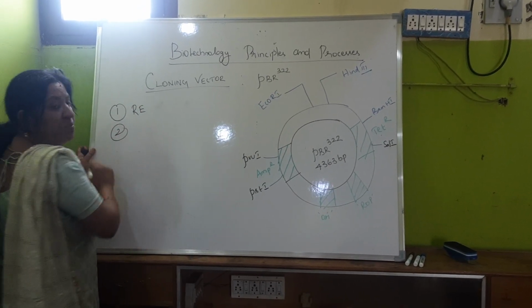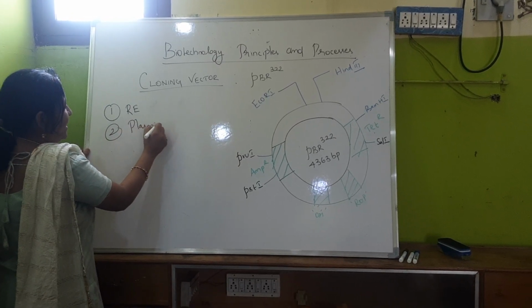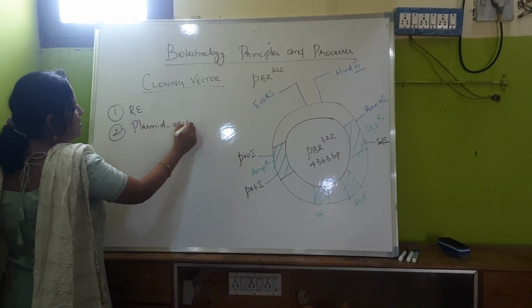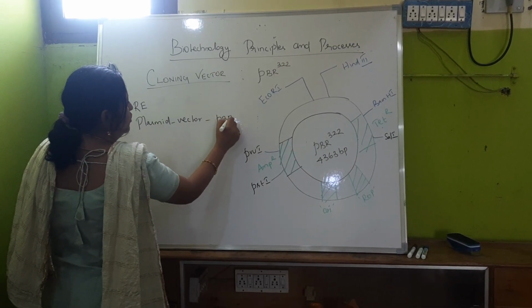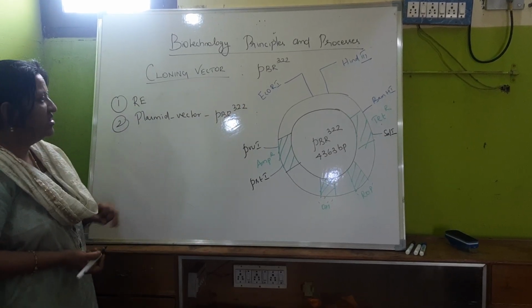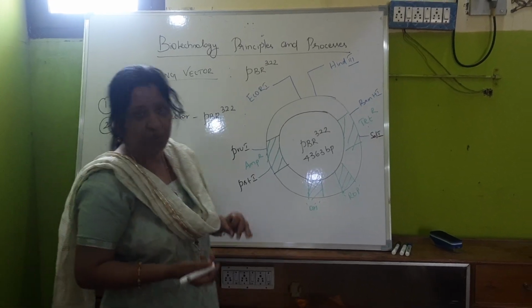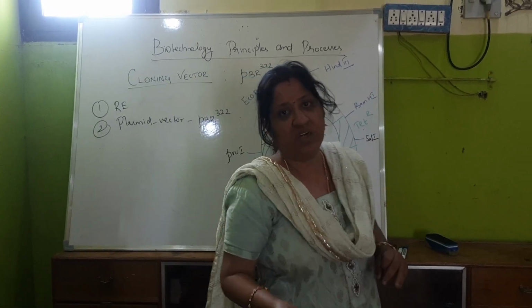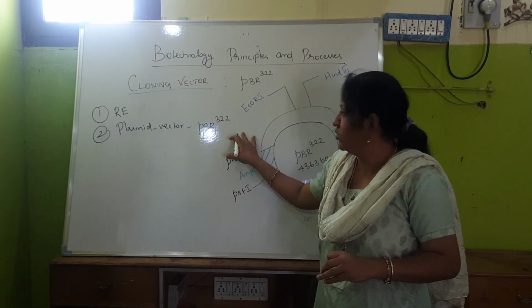The second very important tool is the plasmid, which is acting as a vector. The vector we are going to use here is PBR322. So today I am going to talk about this PBR322. In biotechnology, we have so many vectors, especially for NEET preparation. As per the CBSE, they have kept PBR322.